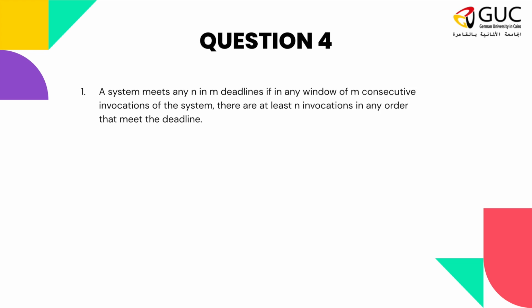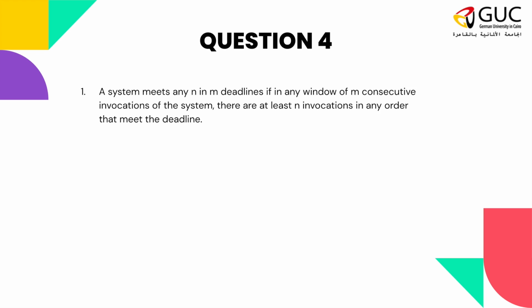We want to know: how can a system meet n in m deadlines? For a system to meet n in m deadlines, there must be at least n invocations in any order that meet the deadline. So if I have m deadlines, in order to meet n deadlines, what shall I do? I need to meet at least n in any order. This order may be consecutive, non-consecutive, I don't care. At the end of the day, I must meet n invocations out of m for a system to be said to meet any n in m deadlines.